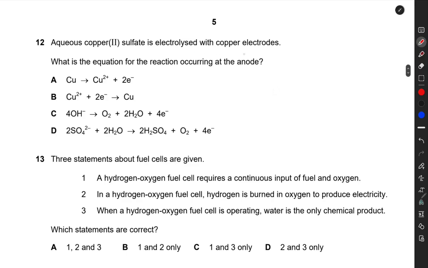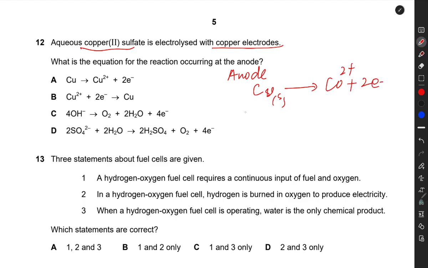Aqueous copper 2 sulfate is electrolyzed with copper electrodes. What is the equation for the reaction occurring at the anode? When we use copper electrodes with copper 2 sulfate, the anode reaction is copper solid dissolves to form copper 2 ion plus 2 electrons, and at the cathode copper deposits.